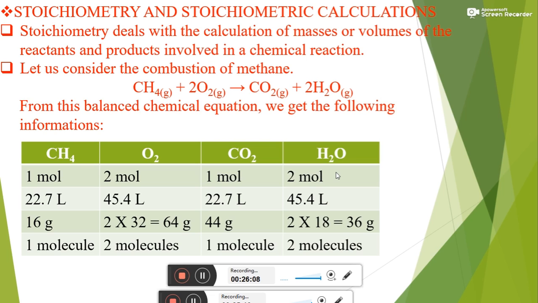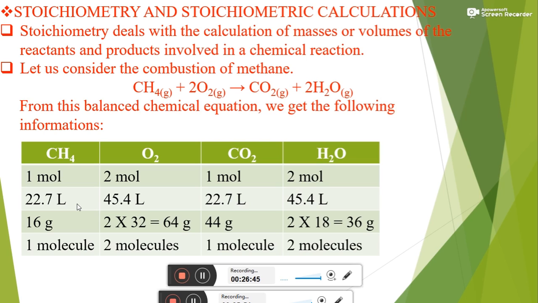Now in terms of volume, at standard temperature and pressure, 1 mole is 22.7 liters. So 22.7 liters of methane. Oxygen is 2 moles, so we have to double it. So the volume is 45.4 liters, that is twice 22.7. Then carbon dioxide is 1 mole, so that is 22.7 liters. And water is 2 moles, so that is 45.4 liters. So this is another piece of information we are getting.